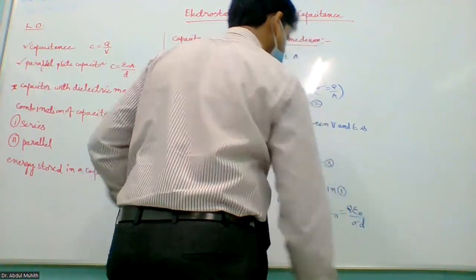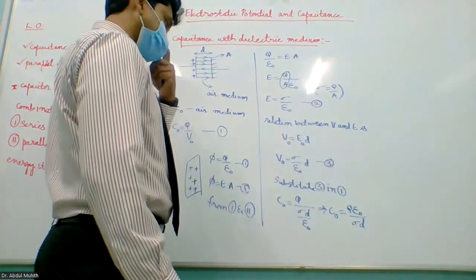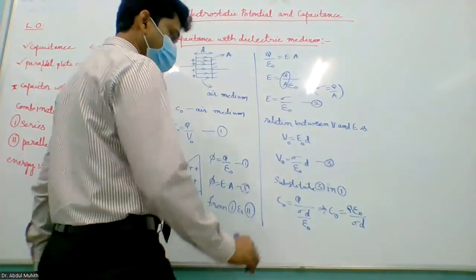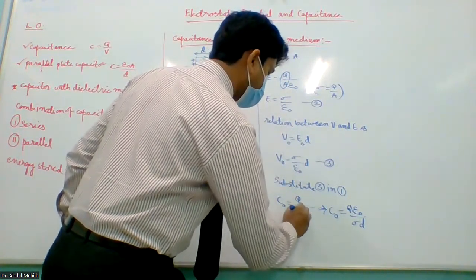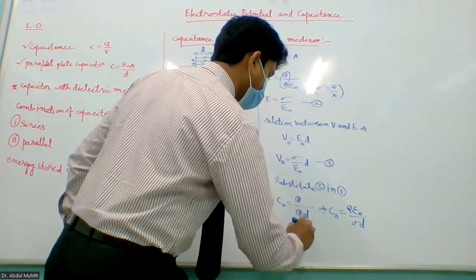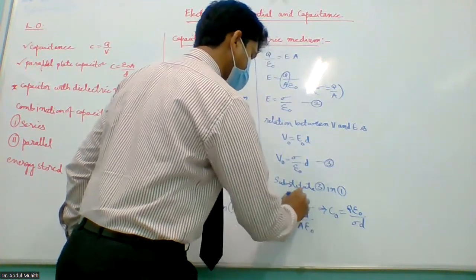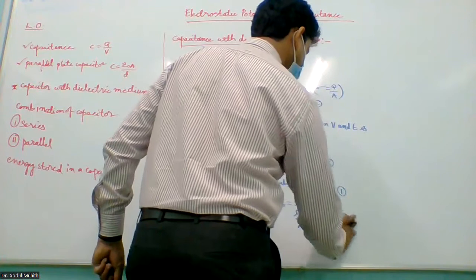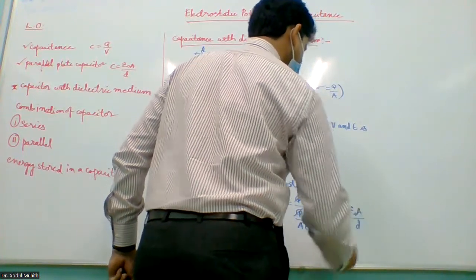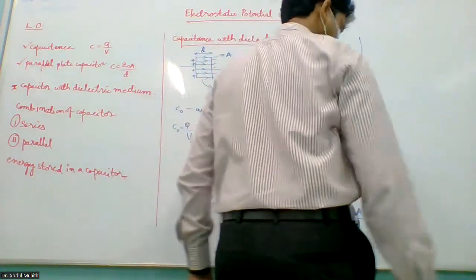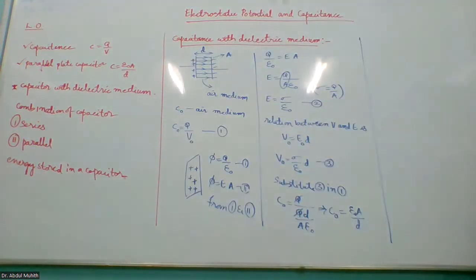Is that clear? Or can we cut it? Sigma is equal to Q by A. Can we write it like that? Yes. So we will write Q by Q into D by A epsilon 0. Q and Q will go away and we are left with C0 is equal to epsilon naught A by D. Is that clear? This is the first equation. This is for air medium.